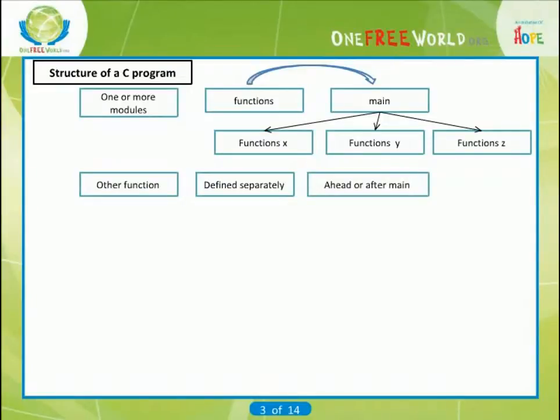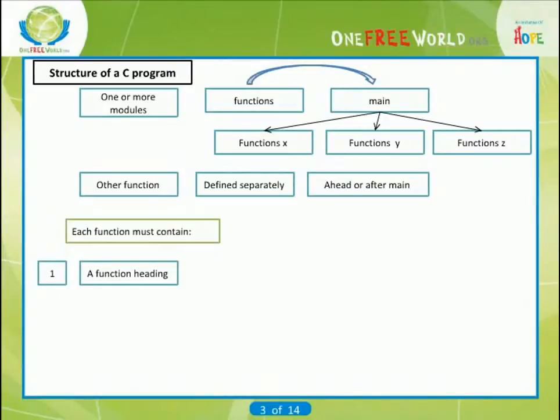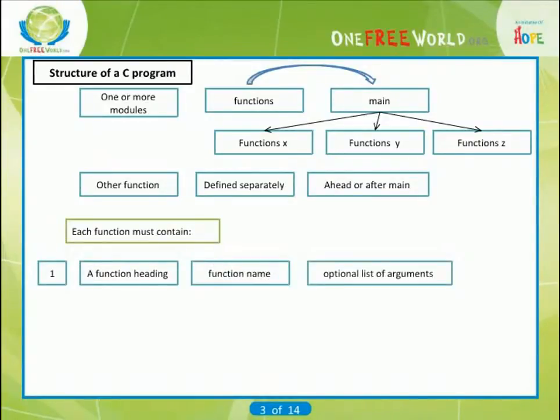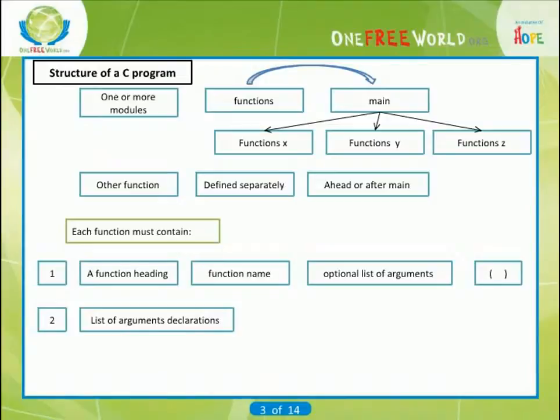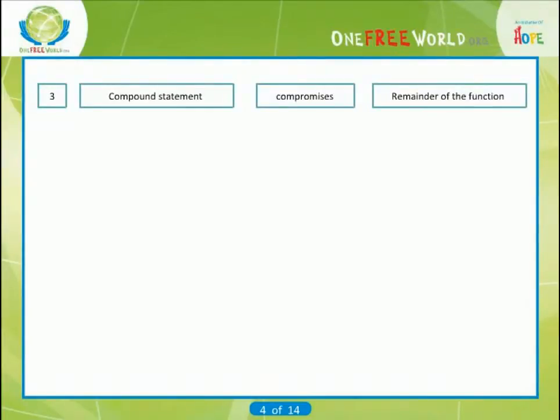Each function must contain, number 1, a function heading, which consists of the function name, followed by an optional list of arguments enclosed in parentheses. Number 2, a list of argument declarations, if arguments are included in the heading. And number 3, a compound statement, which comprises the remainder of the function. The arguments are symbols that represent information being passed between the function and other parts of the program. Arguments are also referred to as parameters.